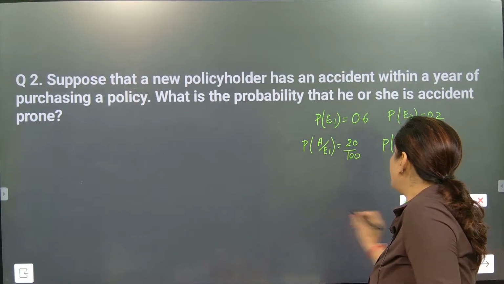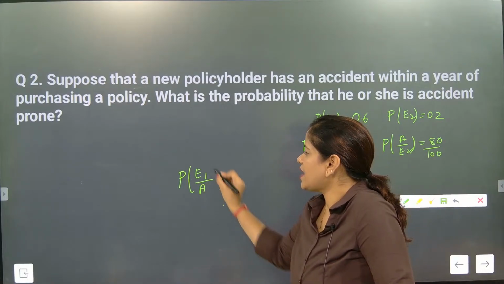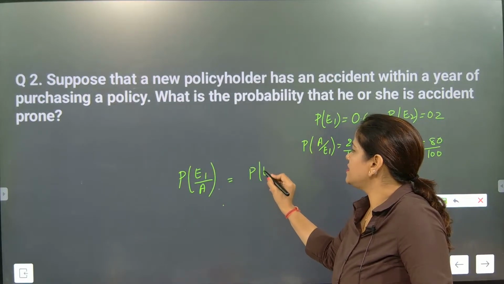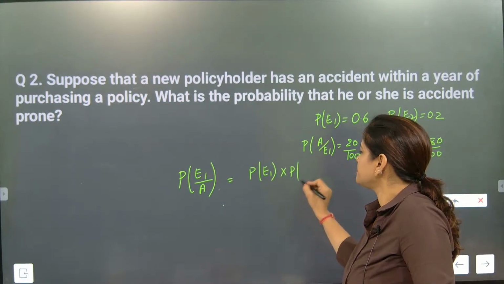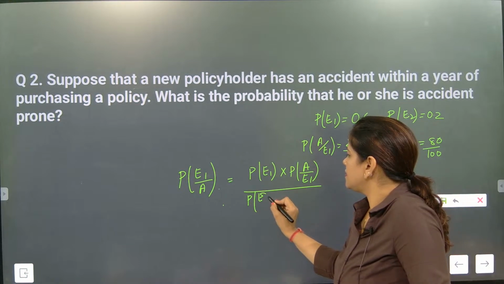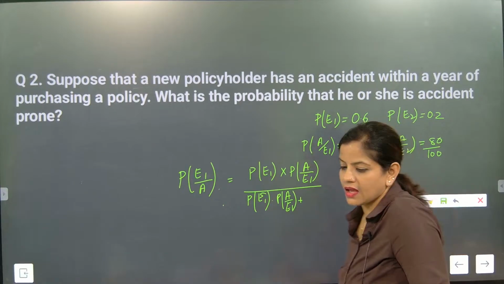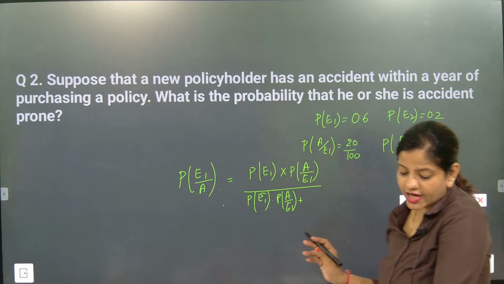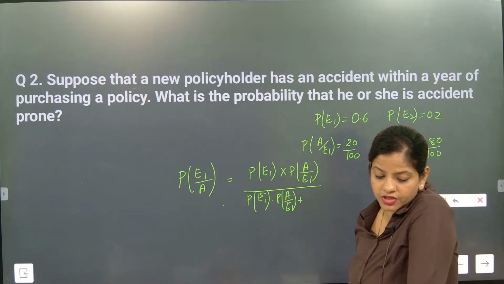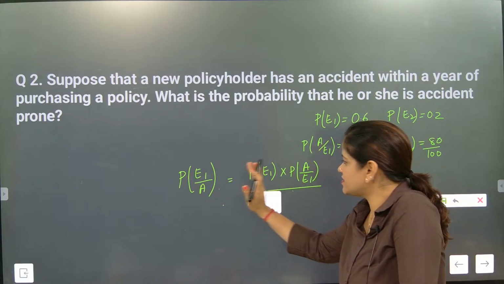For Bayes theorem, what will we do? We have to find the probability of accident prone given an accident in a year, equal to this section we are exactly going to check. So now how are we going to find it? This part P of E, P of A1 by P of E, the total probability of accident.